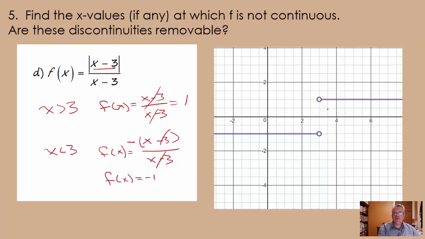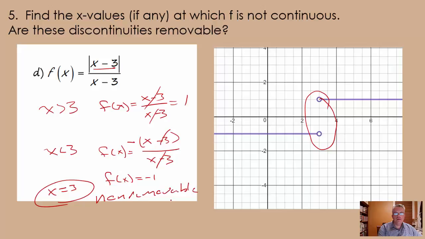So this graph has a jump discontinuity at x equals 3. So x equals 3 is the point of discontinuity, and it is non-removable. Okay, nothing we can do about that one.